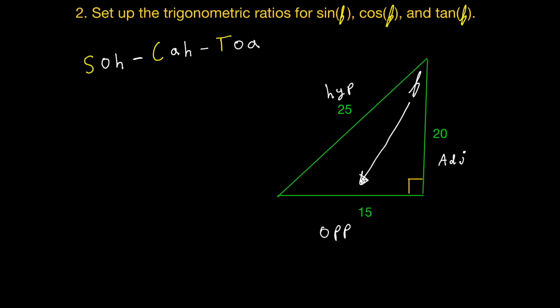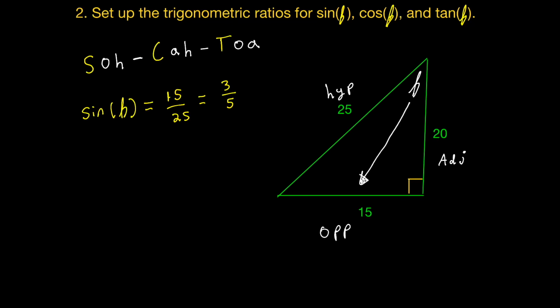Now we're going to set up the ratios for beta. So beginning with sine of beta, we have to get the opposite divided by the hypotenuse. So we're going to get 15 divided by 25. Now notice here that the 15 and the 25 have a greatest common factor of 5. So this is going to reduce to 3 over 5.